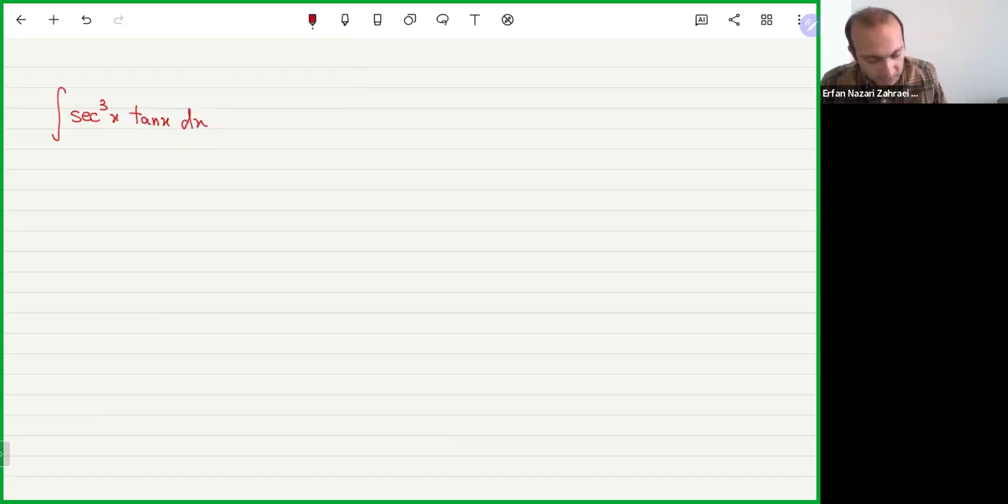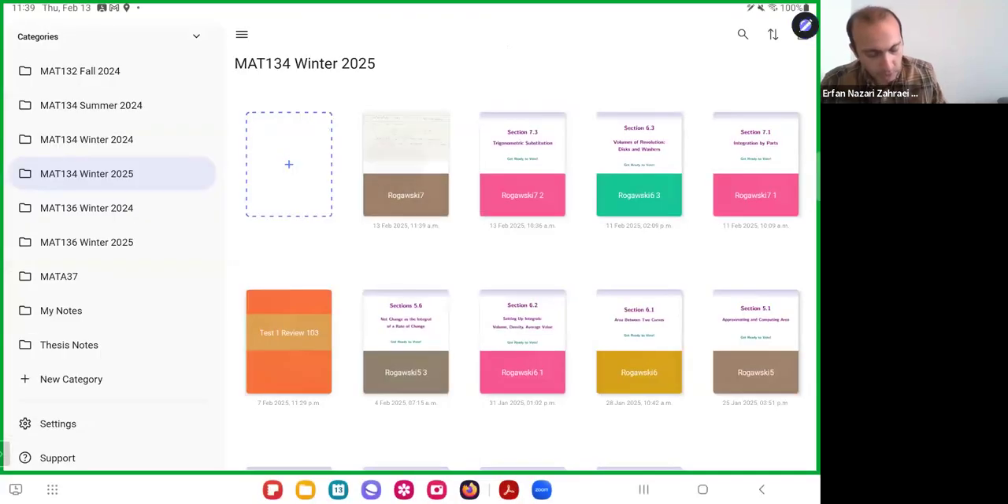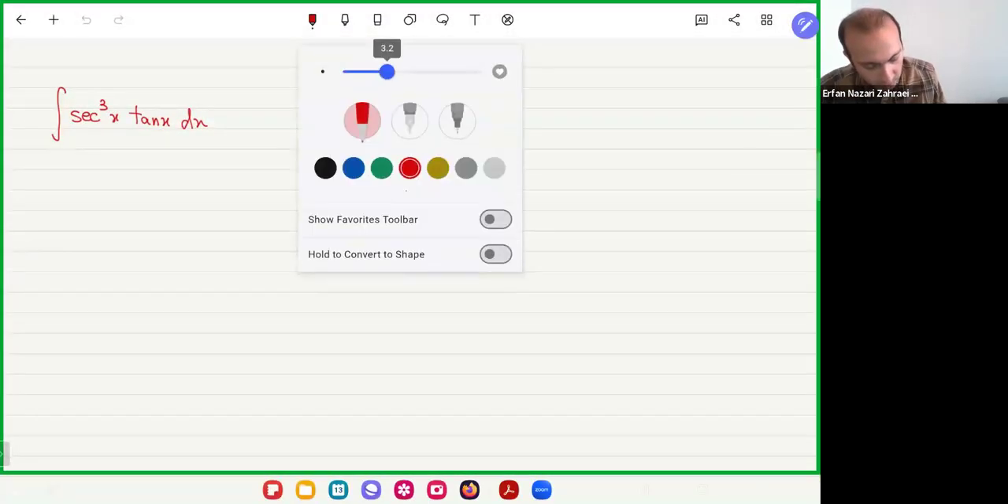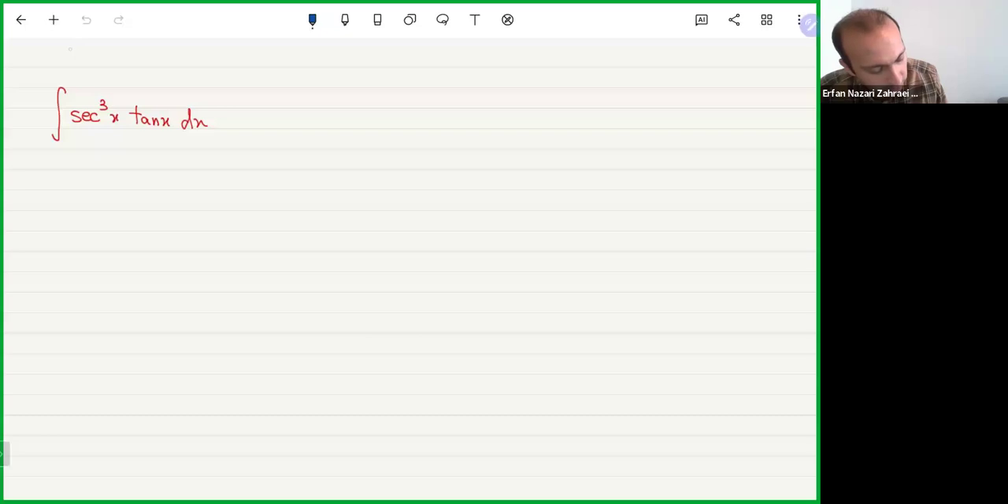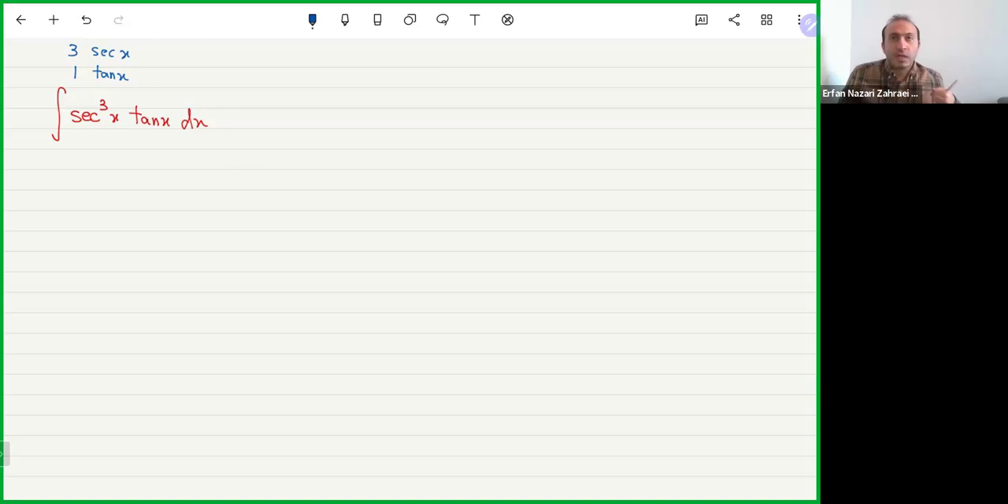Okay, this is the type of secant tangent example, and I need to count how many secant and tangent I have. How many? I have 3 secant, 1 tangent. What was good for me, if you remember? If you forgot, that's why I explained at the beginning.